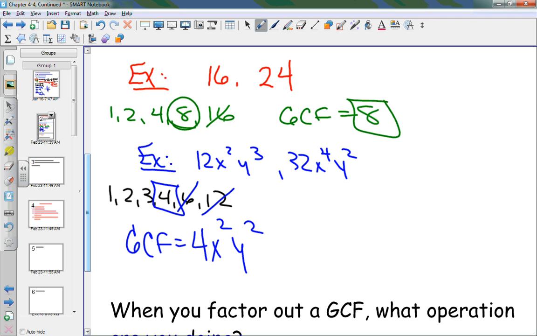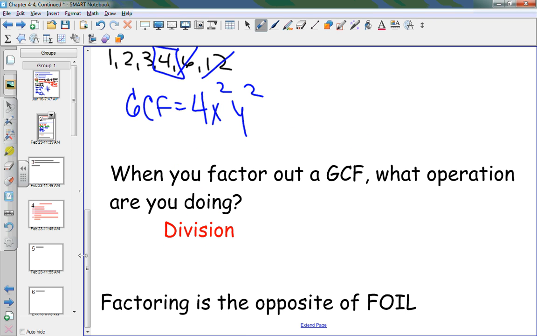Now, when you FOIL, what operation are you doing? Addition, subtraction, multiplication, division. Multiplication. When you FOIL, you are multiplying. Now, if I told you that factoring and FOILing are opposites of one another, what would that imply about the operation that you'd be using? That the opposite of multiplication would be division. And that's exactly what we're doing here. When you pull out a GCF, the operation that you're actually doing is dividing. You're making it smaller. And why is that? Because factoring and FOILing are inverses of one another.